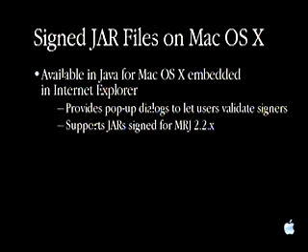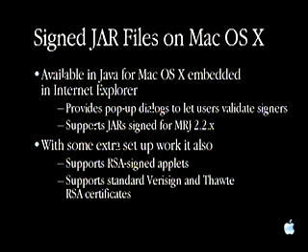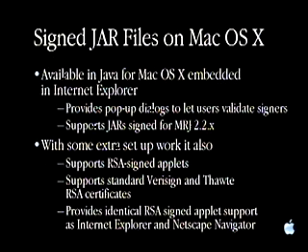It will continue to support jar files that were signed for MRJ 2.2 or 2.x. That's the old DSA with the identity object. Those things continue to work. With some extra setup work, we will support RSA signed applets. We'll talk about what that means here on the next slide. And if your certificate is based on a VeriSign or Thawte certificate, that will also work on OS 10. You'll get identical support to what you get on Internet Explorer or Navigator.